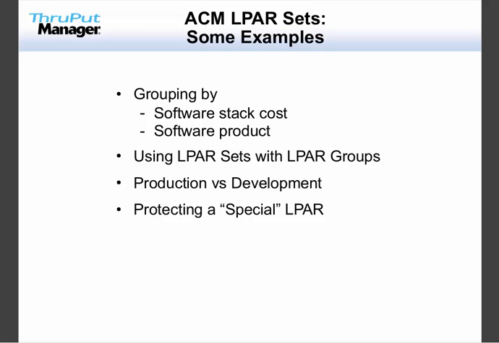John and I thought it would be helpful to show you some examples of using LPAR sets in different situations. So we're going to look at the following: grouping LPARs by software stack cost and by software product, using LPAR sets and an LPAR group, grouping LPARs by load type, the classic split between production and development, and finally, managing the 4-hour rolling average when there is a special LPAR that must not be constrained in any way. All the examples show LPARs in the same CPC. Of course, these solutions can be replicated across every CPC in the installation.